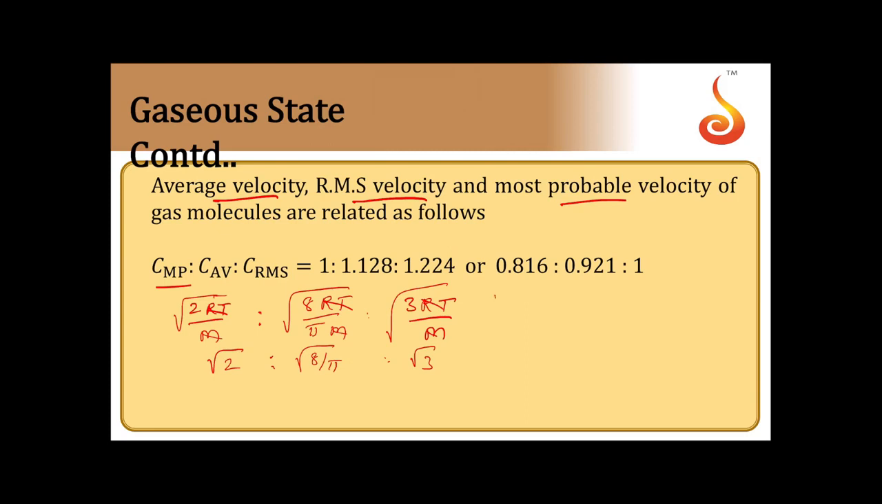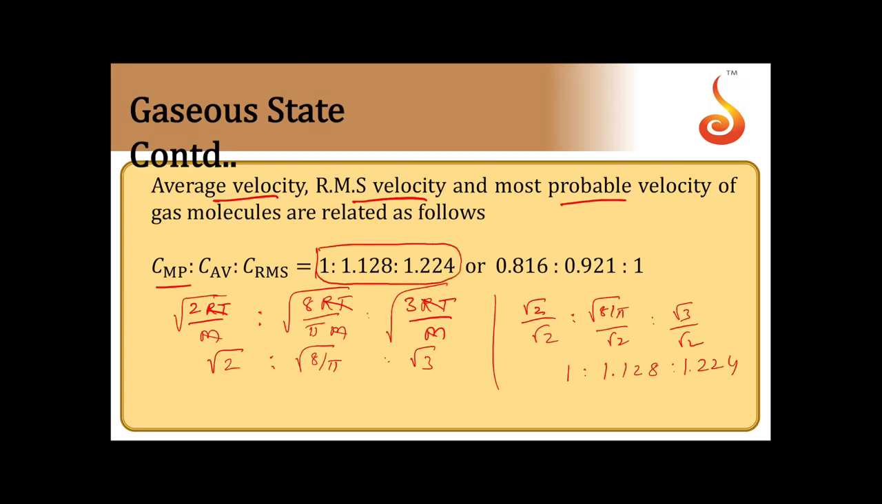To make it further simple, divide throughout by root 2. So therefore it is root 2 by root 2 is to root 8 by pi by root 2 is to root 3 by root 2. On simplification, we are going to get 1 is to 1.128 is to 1.224. So one has to remember this ratio of the molecular velocities.